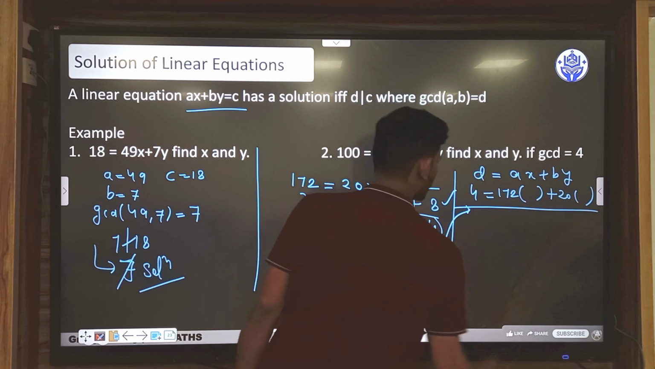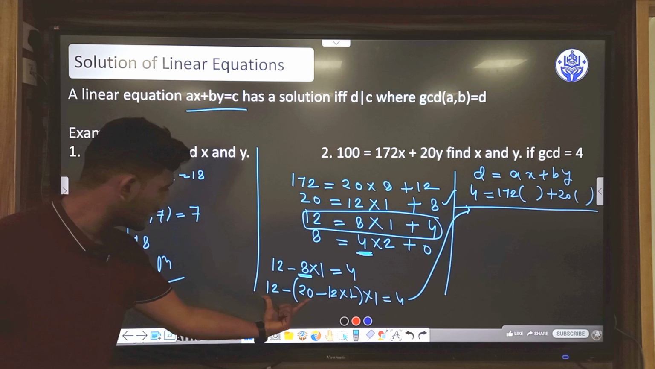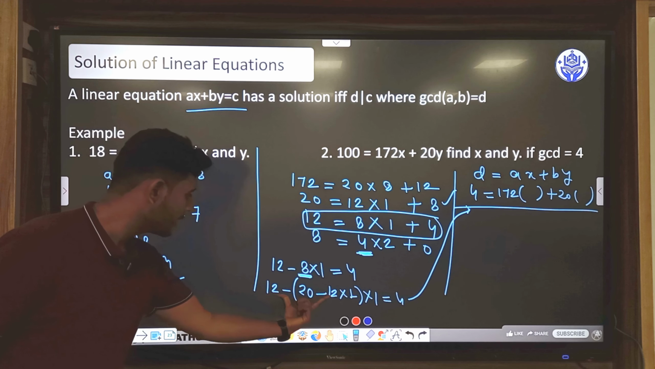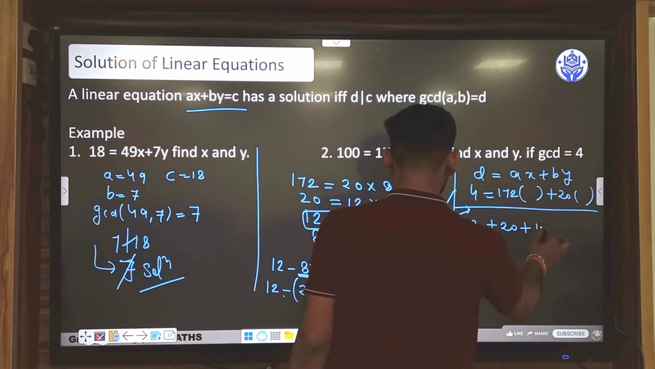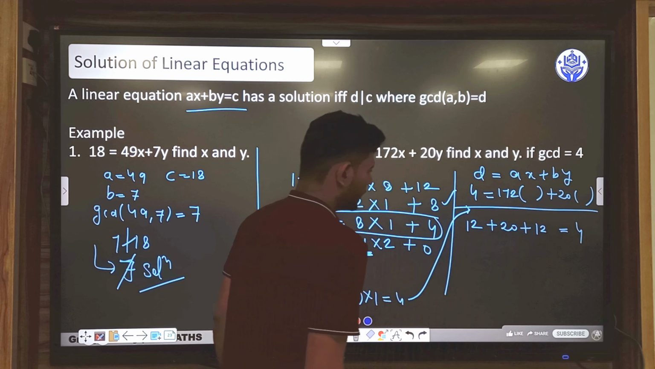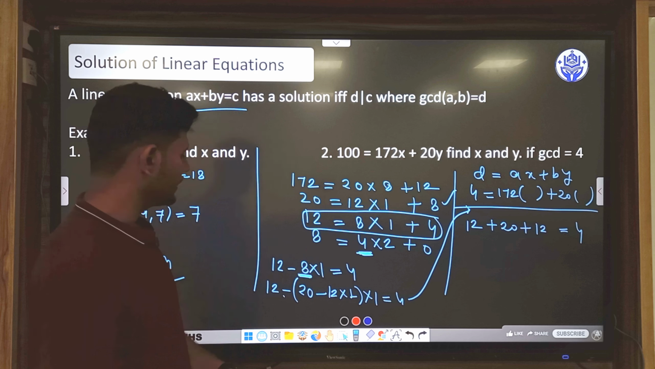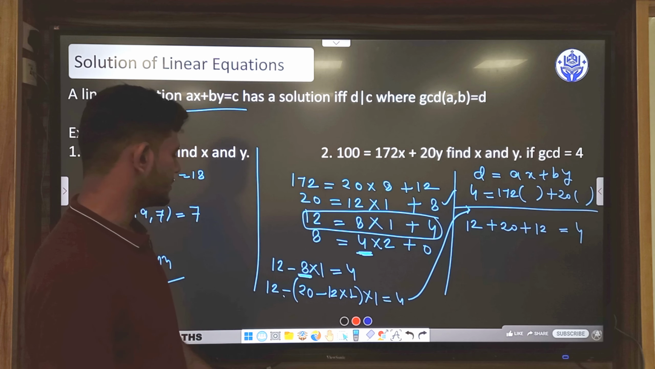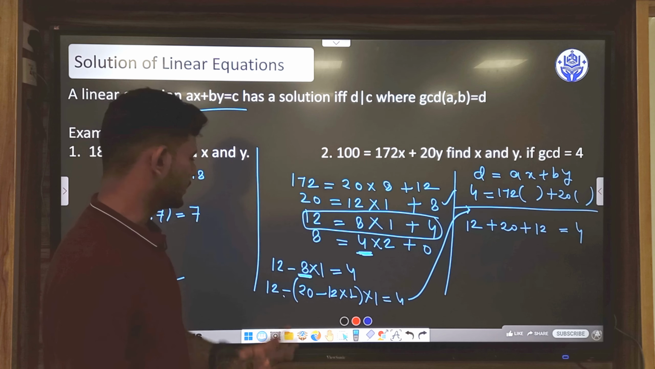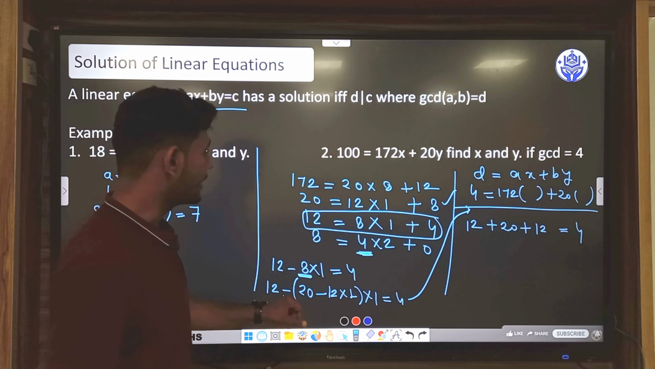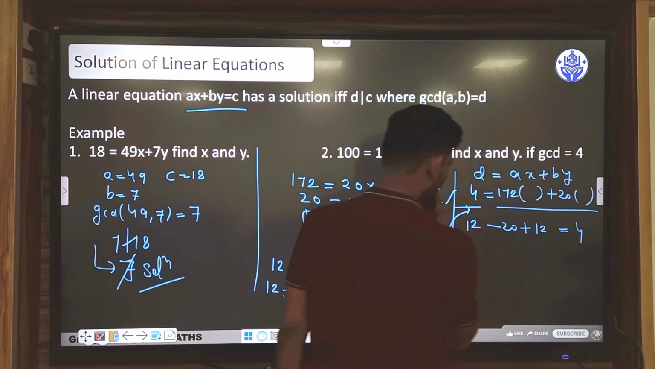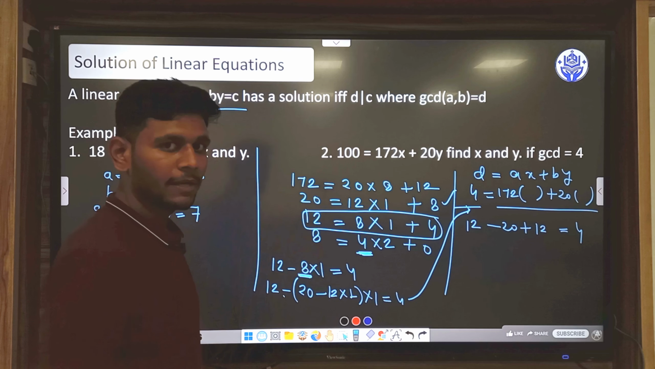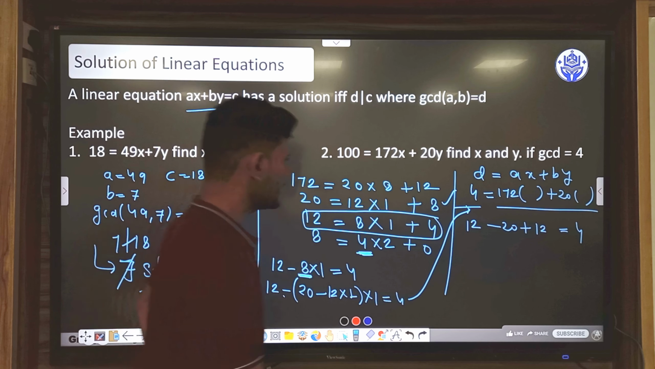From here, I can just write, I can just see. If it is 12, okay, I will just simplify it. It is 12 plus 20 plus 12, and it is 4. Now can I write like this? Wait one second, there is a mistake here. Minus of 20, not plus 20, minus of 20 will be there. Yeah, now it is equivalent.